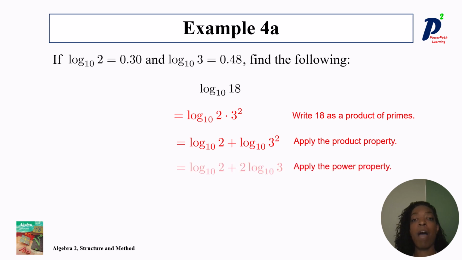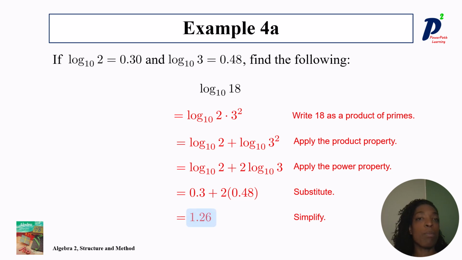Then I'm going to drop the power down in front. And then I'm going to substitute my value. So log 2 is 0.3, and log 3 is 0.48. I substitute and simplify to get 1.26 as my final answer.